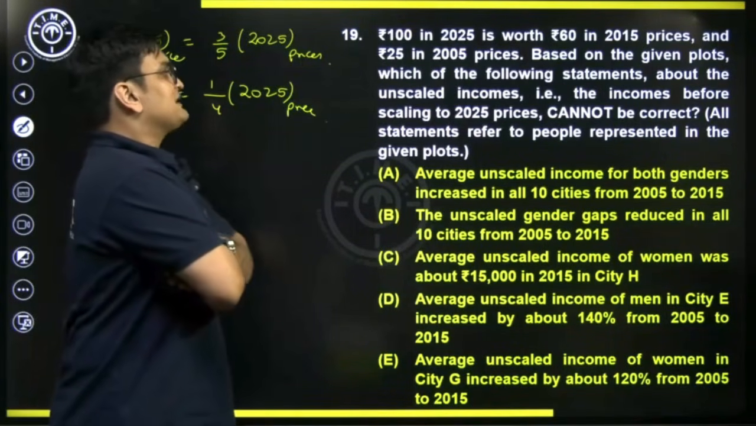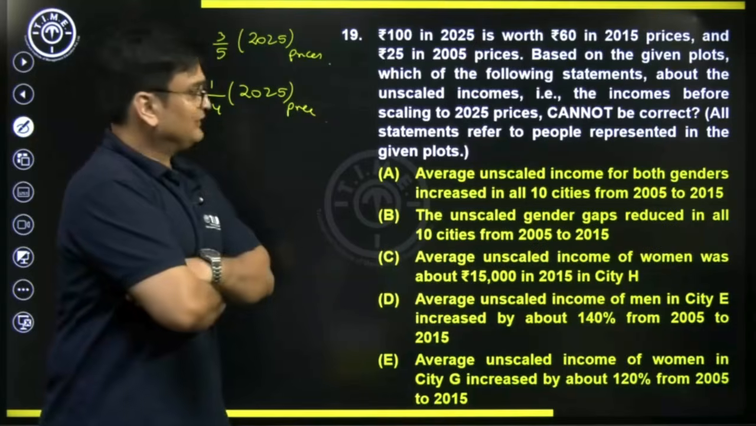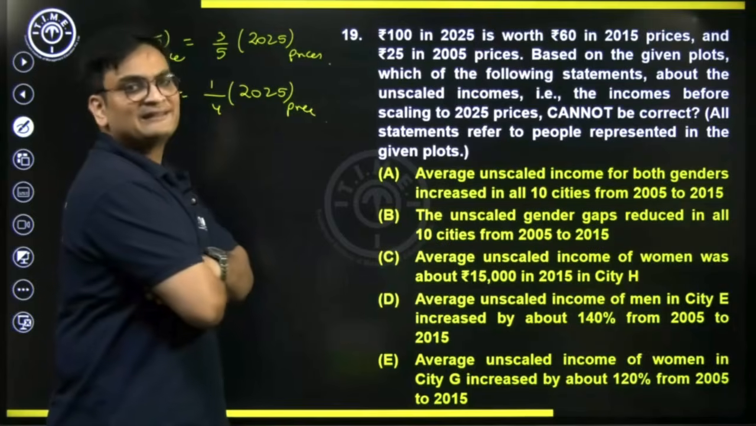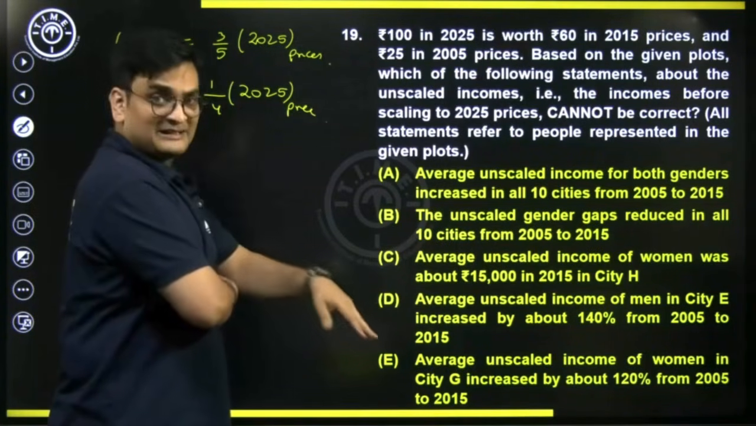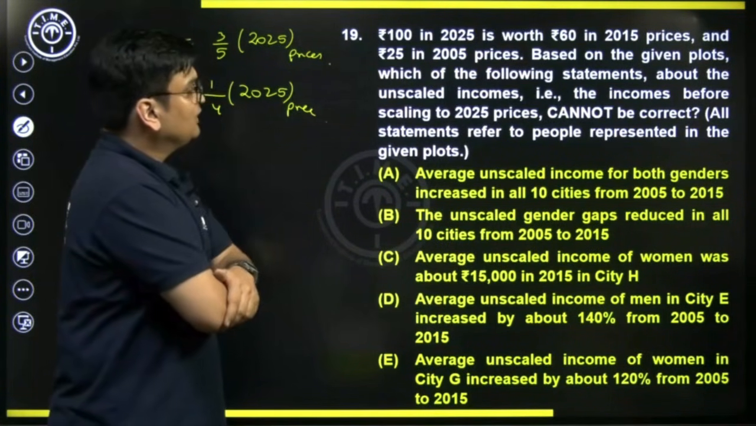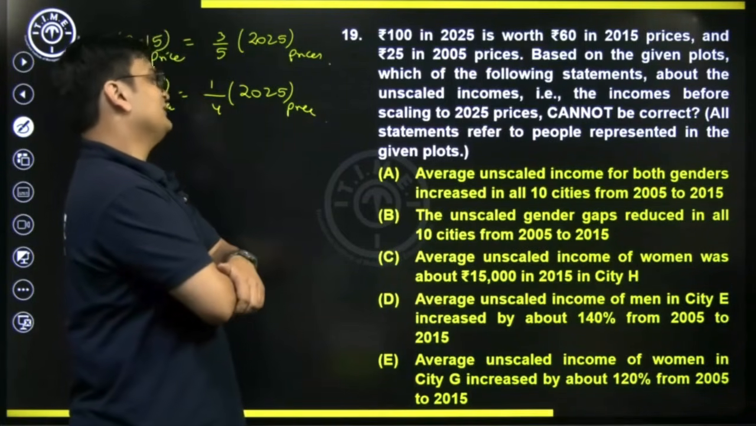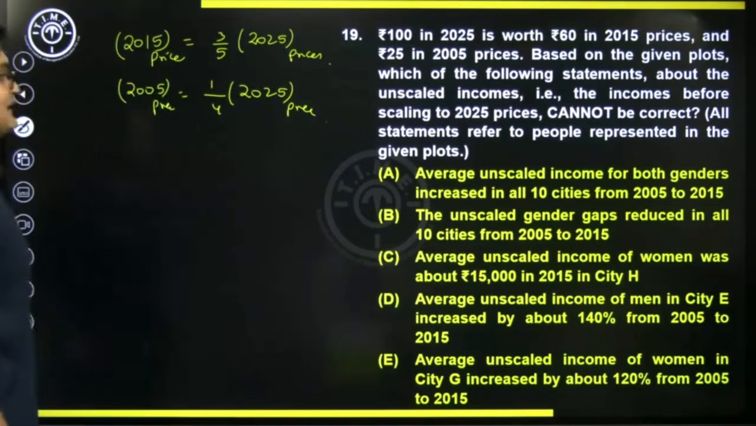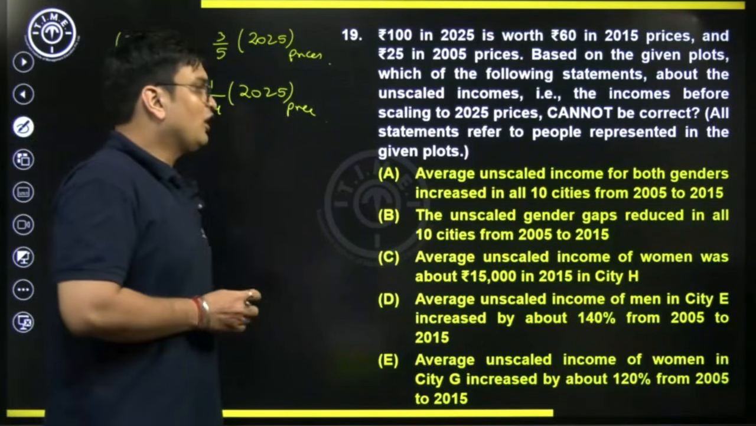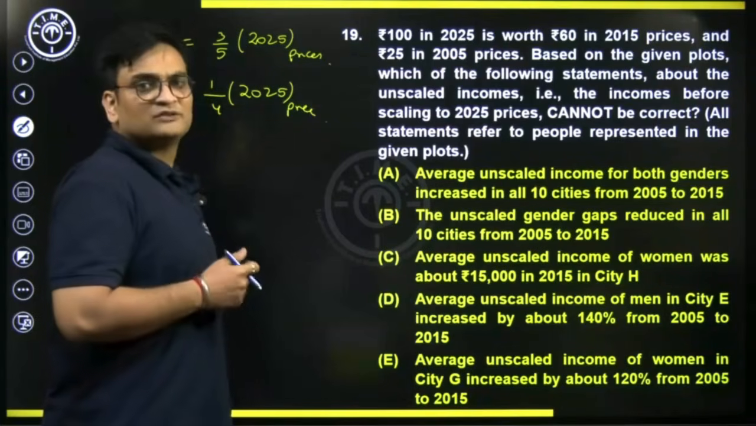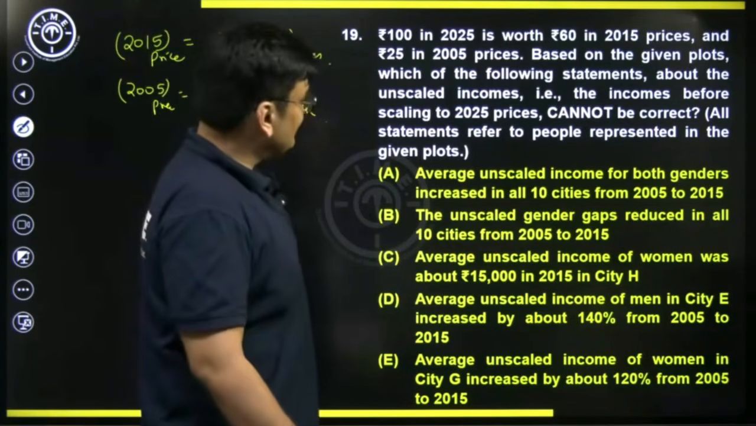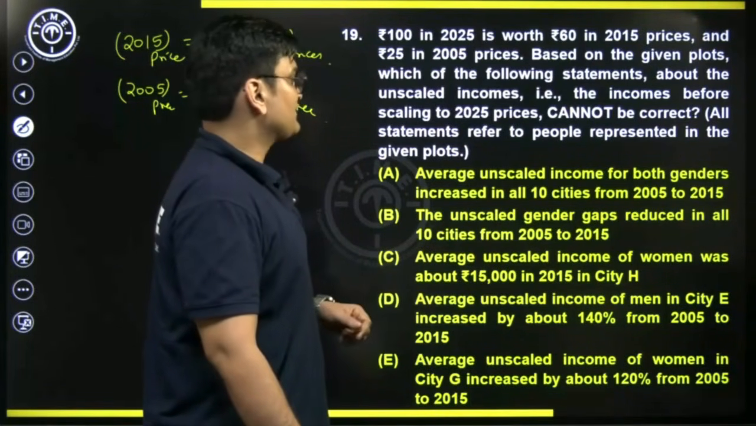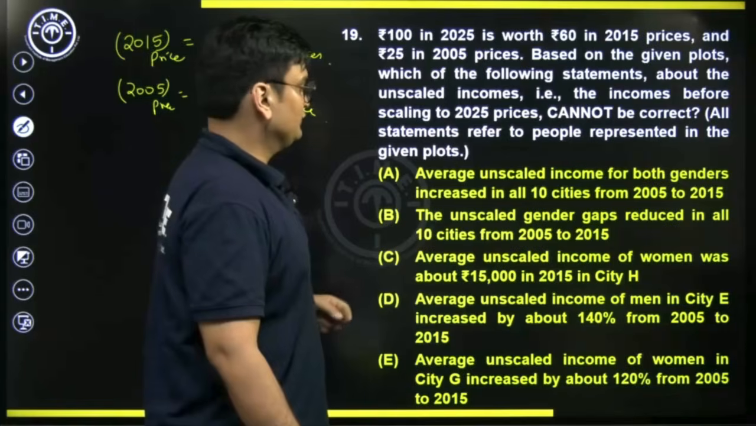Which of the following statements about the unscaled incomes, that is the incomes before scaling to 2025 prices, cannot be correct? Which of the following statements cannot be correct? All the statements refer to people represented in the given plots. Look at the first option. It says average unscaled income for both genders increased in all the 10 cities from 2005 to 2015. So average increased, he says, right? Let's check.